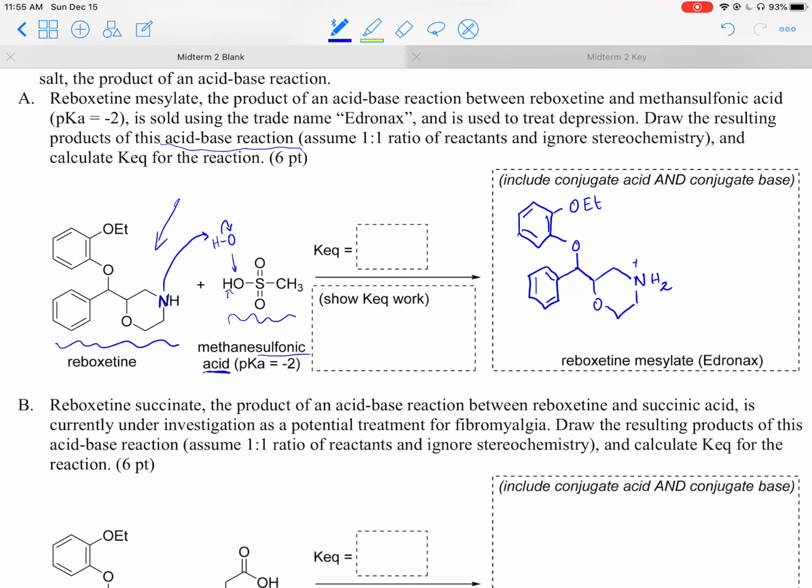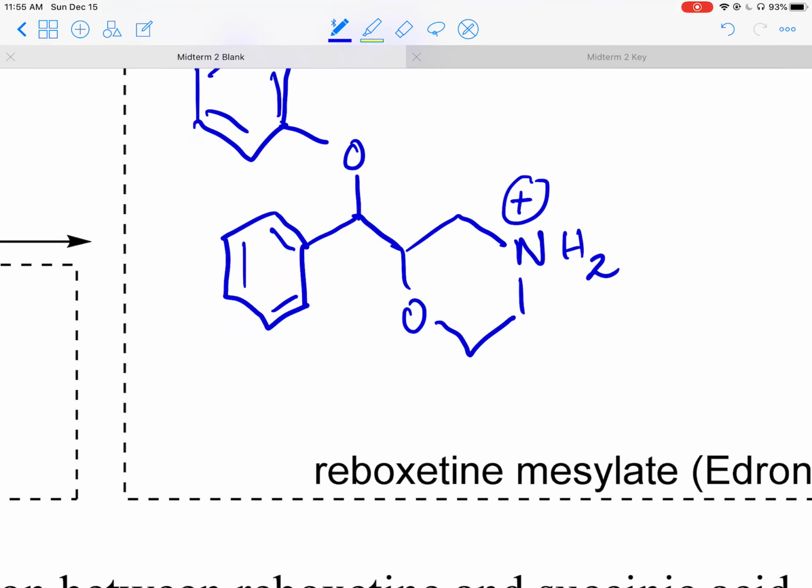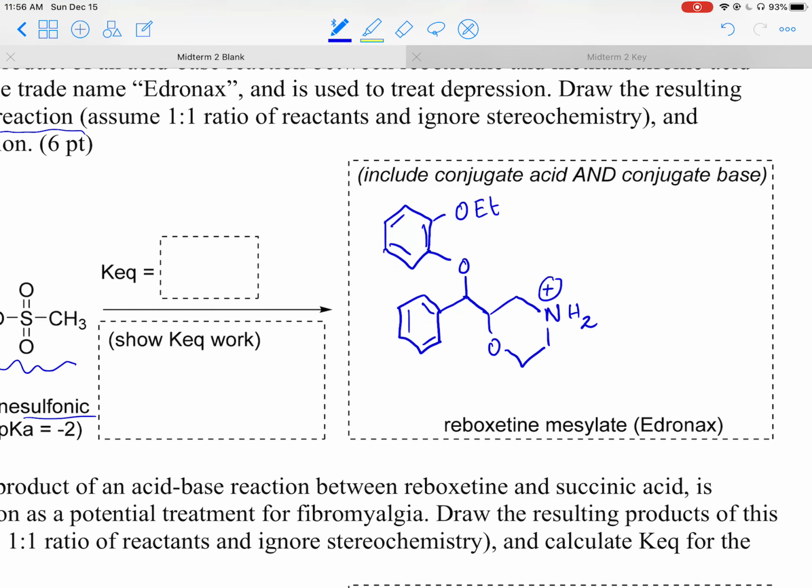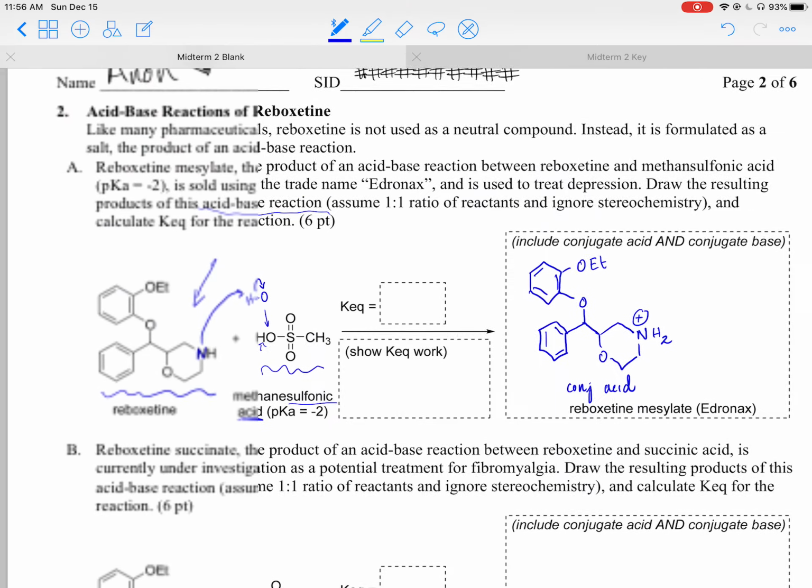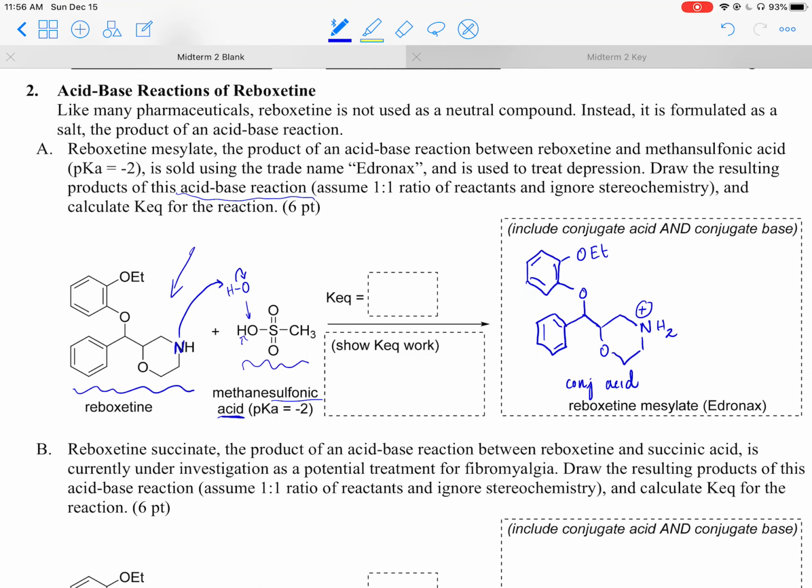And this nitrogen is now going to have a plus charge on it. Right? Before it had one lone pair and 3 bonds. And now it has 4 bonds, 2 hydrogens and 2 carbons, so that's going to be a plus charge. So that is the conjugate acid. Before it was a base, the reboxetine, and now it's going to be the conjugate acid because we got the hydrogen.